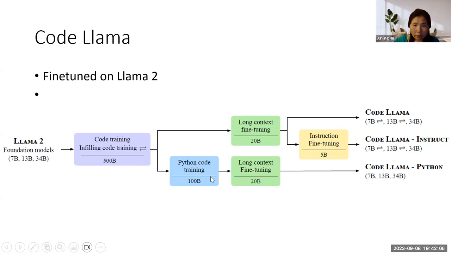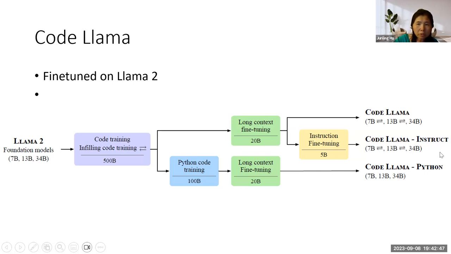Then at the bottom they did Code Llama Python. It's not much different, except they added additional Python code here, 100 billion tokens. In this part they do the classical traditional autoregressive learning, continuing to learn. After that, they apply long context fine tuning to 20 billion Python tokens, and that generated Code Llama Python.